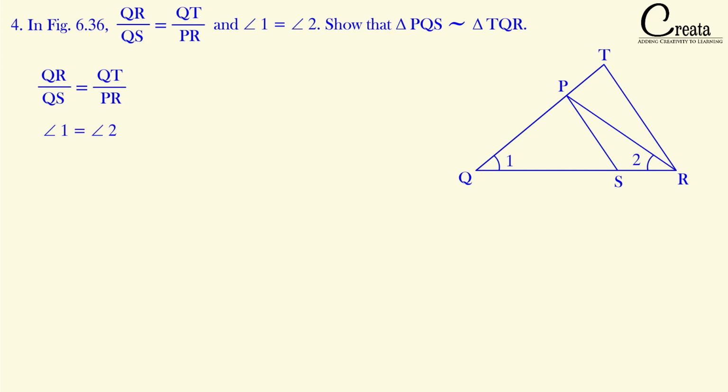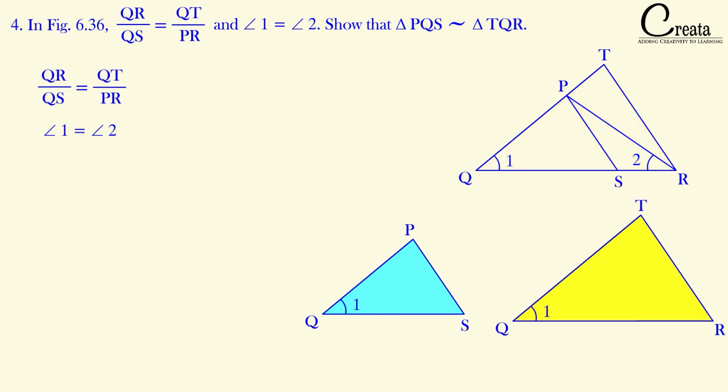Firstly, let's identify the triangles which we have to prove as similar to each other. This is a triangle PQS and this is a triangle TQR. So how can we prove the two triangles as similar to each other? Either we can prove the three angles are equal, or we can prove the ratio of the corresponding sides are equal. Or we can use the SAS similarity rule, that is the set of two corresponding sides, the ratio is equal and the angle in between them is equal. Let's see what we can use here.